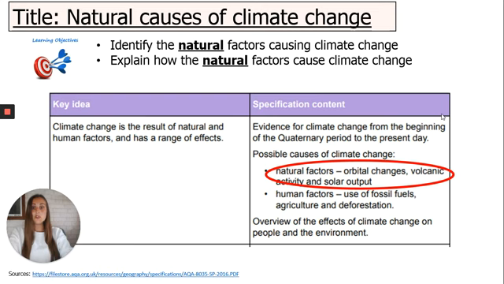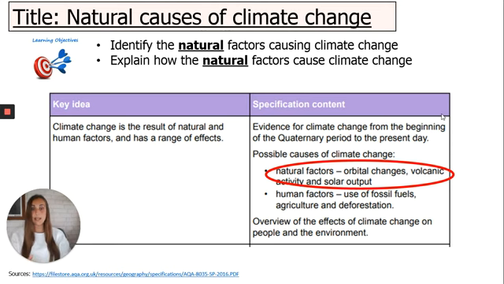Okay, so today's focus is all going to be on the natural causes of climate change. So we need to identify the natural factors causing climate change. Natural, that's naturally occurring, nothing really to do with us. We can't have any impact over that. That's what we're going to focus on today.